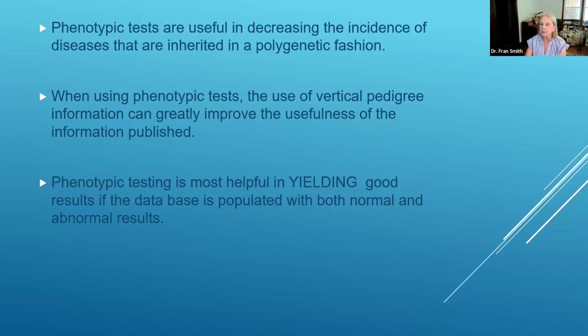There's a multiple answer to that. Number one, when we look at an x-ray, we're looking at what the dog looks like in a diagnostic process, but it does not identify the genes behind that dog. So when you use phenotypic tests, to use them successfully, vertical pedigrees can greatly improve the useful information published. So let me give you an example.